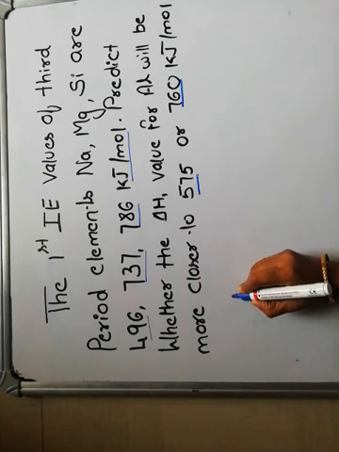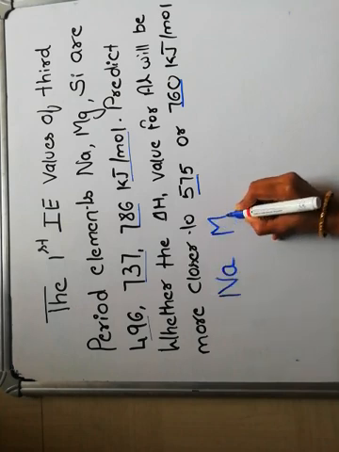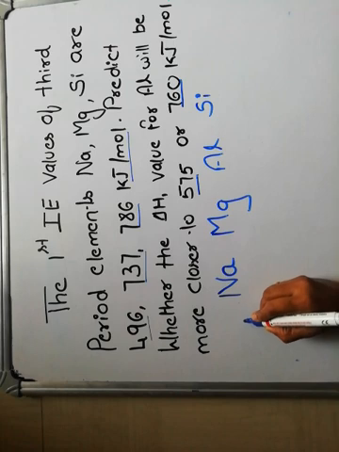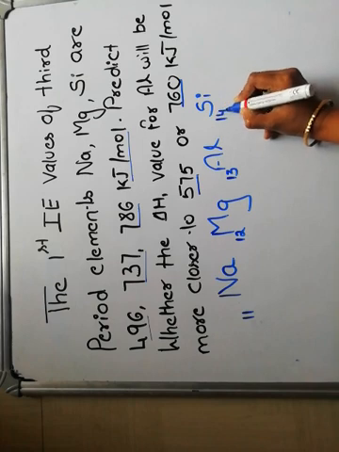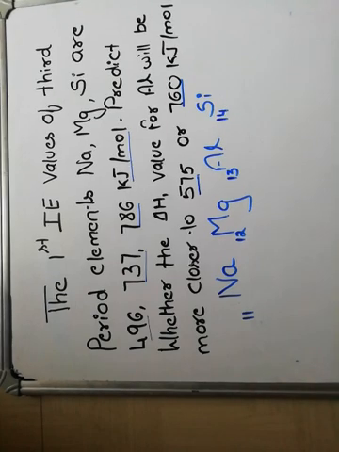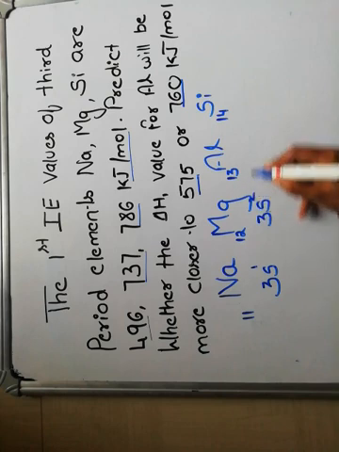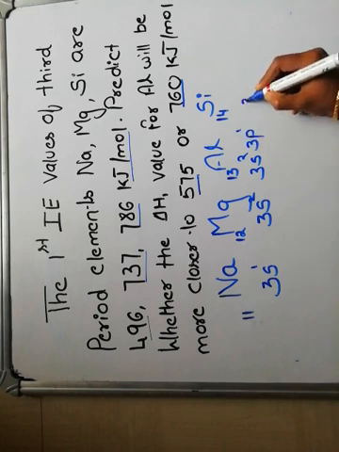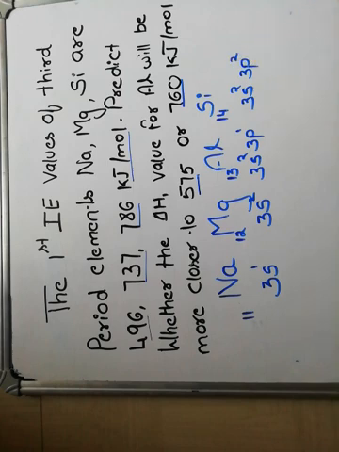I am going to write down the third period elements. Which ones come? Sodium, magnesium, aluminium and silicon. What is the atomic number of sodium? It is 11, magnesium 12, aluminium 13, silicon 14. If I write the valence electronic configuration, for sodium it is 3s1, for magnesium it is 3s2, for aluminium it is 3s2, 3p1, and for silicon it is 3s2, 3p2.